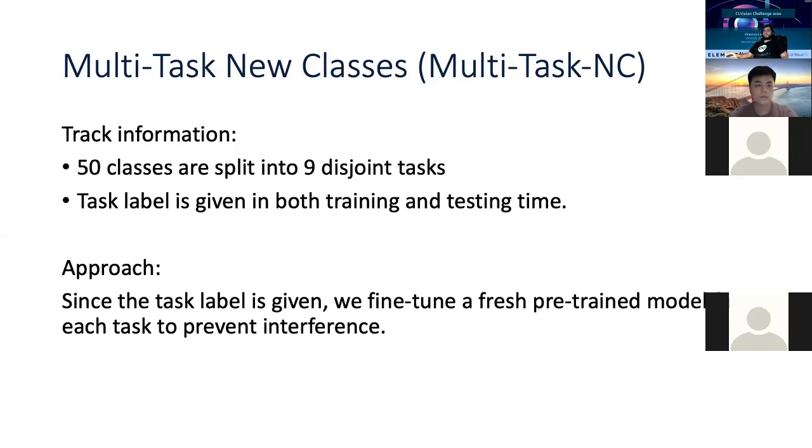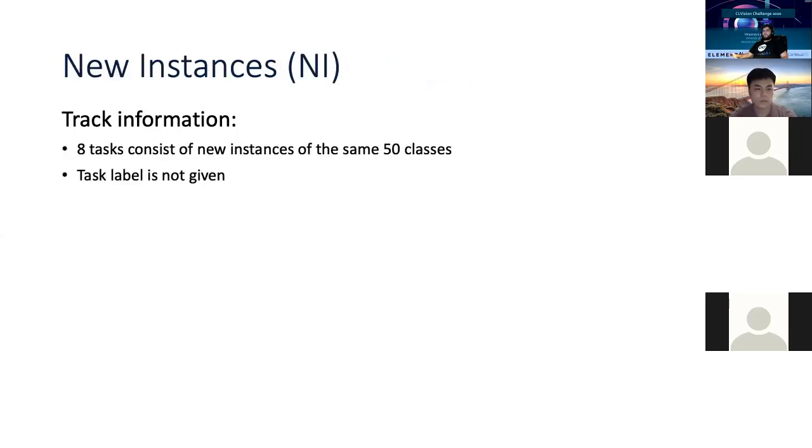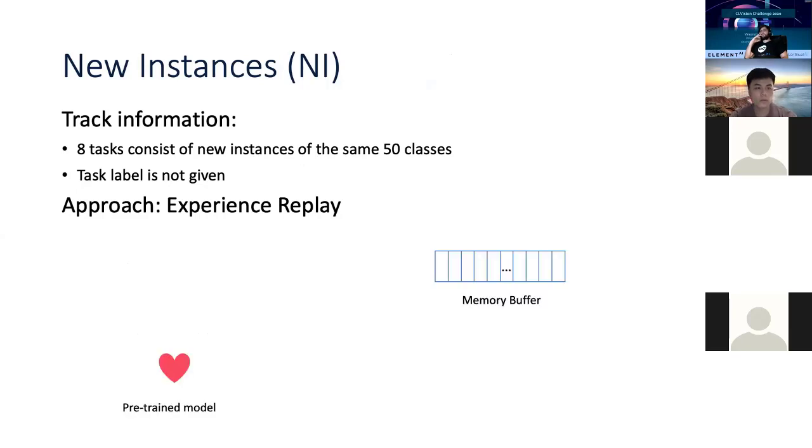And the next track is the new instances track. For this one, the task label is not given, and there are 8 tasks, and each one contains the new instances for the same 50 classes. And our approach is also very simple, just pure experience replay. So for people who are not familiar with that, we have a memory buffer to store the samples from previous tasks, and we only use one single pre-trained model for all tasks.